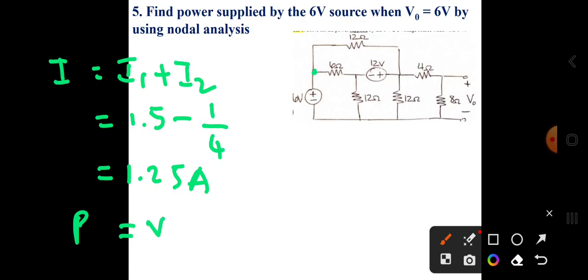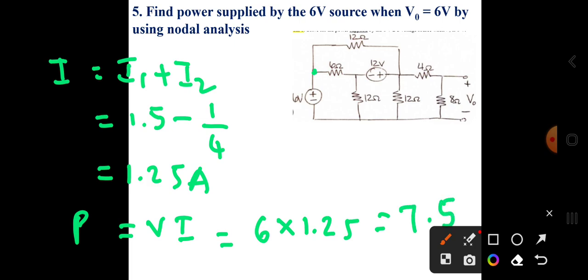Now how much power is supplied by the 6 volt source? P is equal to VI. V is 6, into 1.25. How much is this value? 6 into 1.25 will be 7.5 watts. 7.5 watts.